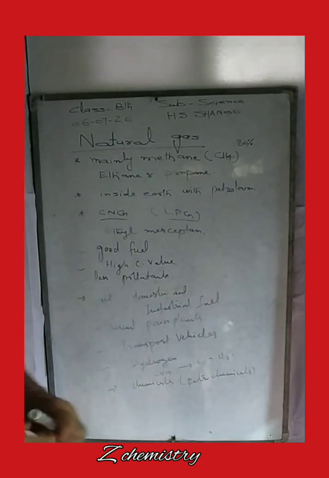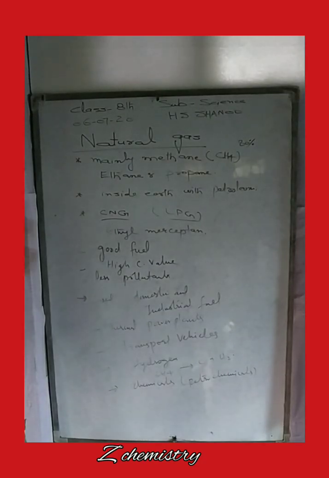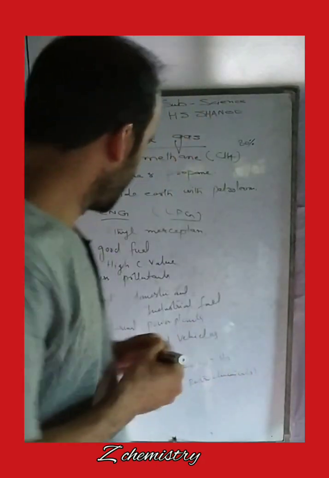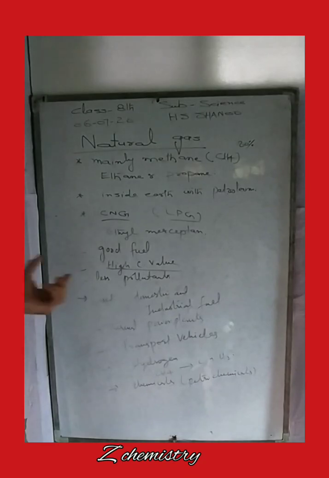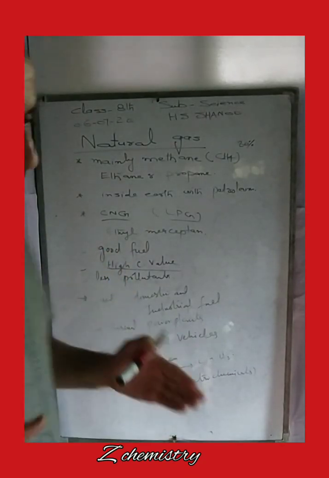Some of the properties of natural gas are that it is considered a very good, ideal fuel, because whenever this gas burns, it produces a lot of heat, or we can state that its calorific value is very high. That is why natural gas is considered a very good fuel. It also produces fewer pollutants, so there is very little pollution during the combustion of this fuel. That is why it is mostly used by people these days.